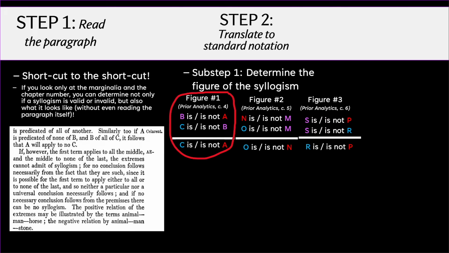So in this case, if we flip back a page or two, we'll discover that the syllogism we're looking at is contained in chapter 4. So it's a first figure syllogism. So we know this much, at least, about the syllogism contained in the paragraph. Namely, it has a middle term that's the subject of one premise and the predicate of the other. The subject of the major premise, the predicate of the minor premise.